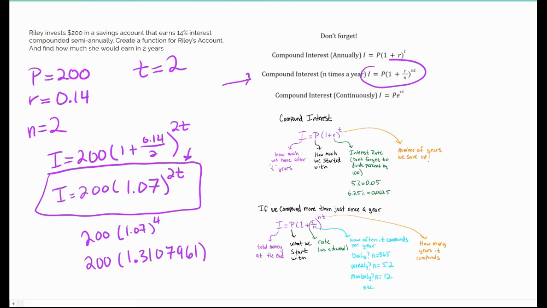But once we take that number, we're going to multiply it by 200. Again, something I don't want to try in my head. What I end up getting is about, I'm going to use these here to tell me that it's not exact, but I'm going to round this to 262 and 16 cents. So at the end of 2 years, Riley will have $262.16.